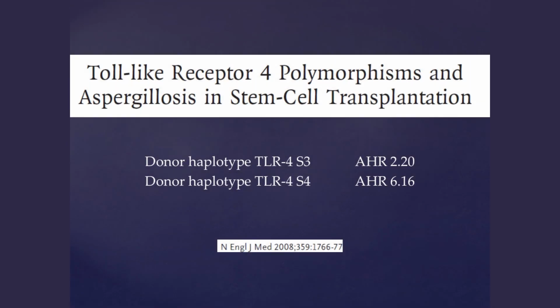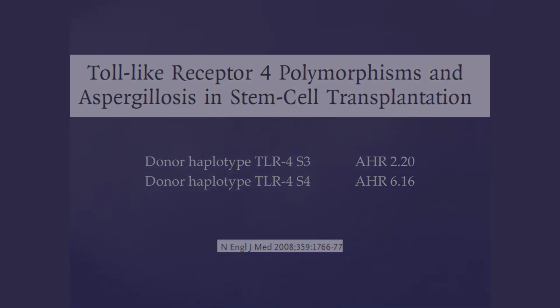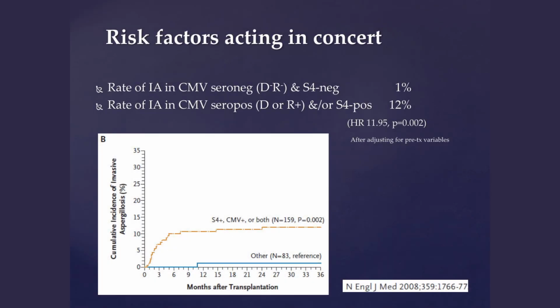I don't have time to go through this, but people are recognizing that toll-like receptor 4 polymorphisms probably predispose to IA, and this is in a bone marrow transplant population. But what is also interesting is the concept of risk factors acting in concert, and I briefly alluded to that in the Asher-Moll study. If you are seronegative and you don't have a particular type of polymorphism, then the risk of developing invasive aspergillosis is only 1%. But if you are CMV seropositive and if you have this S4 polymorphism, then the risk increases 12 times.